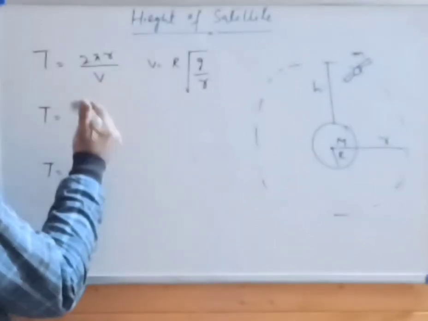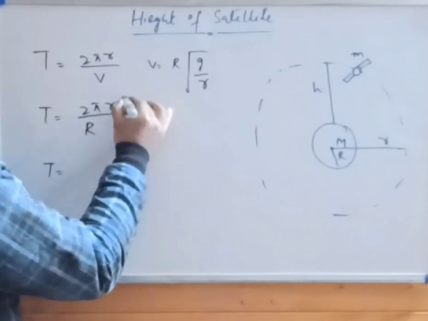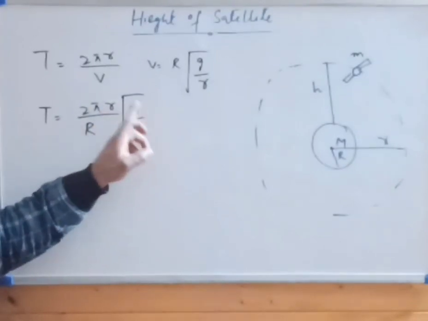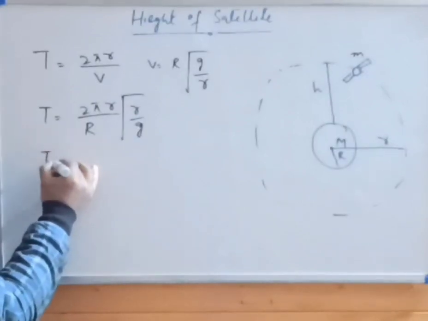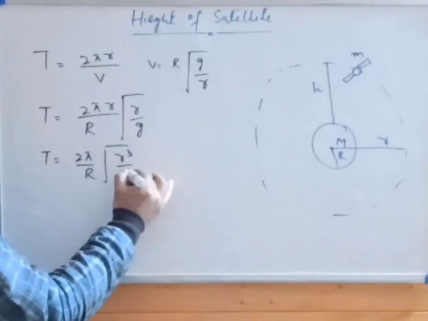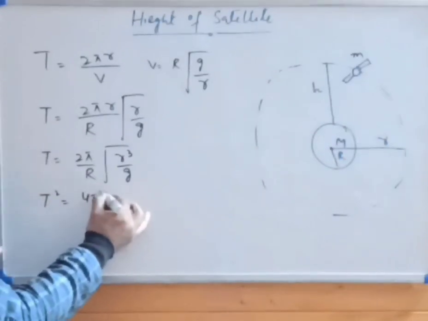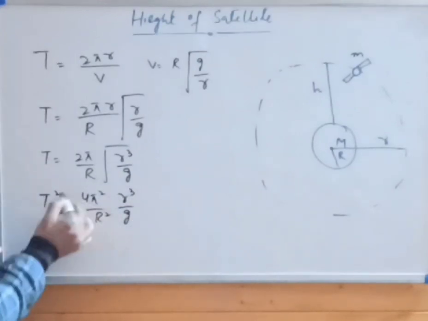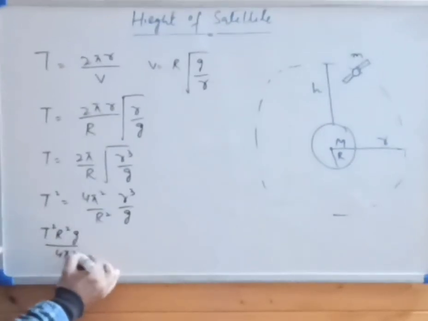Putting the value of v here, we get T is equal to 2πr divided by R into root of g divided by r. Taking the r inside the root, this r becomes r squared, and r squared multiplied by r becomes r cube. So we have T is equal to 2π divided by R into root of r cube divided by g. Now squaring both sides, it gives us T squared is equal to 4π squared divided by R squared into r cube divided by g. Simplifying it, T squared R squared g divided by 4π squared is equal to r cube.